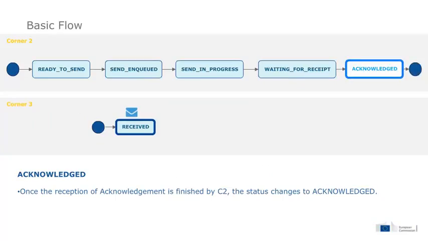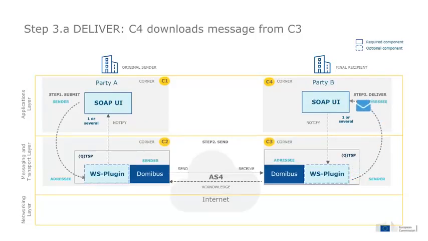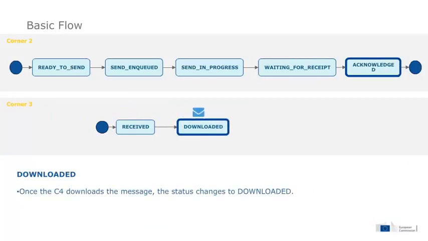Now that corner 2 receives the acknowledgement of this message, the status of the sent message, again sent from corner 2 to corner 3, changes from waiting for receipt to acknowledged. At this point, C3 has archived the message. As the message is available for download, C4 is able to collect it at any time. Once this occurs, the message status of this new message changes from received in corner 3 to downloaded.